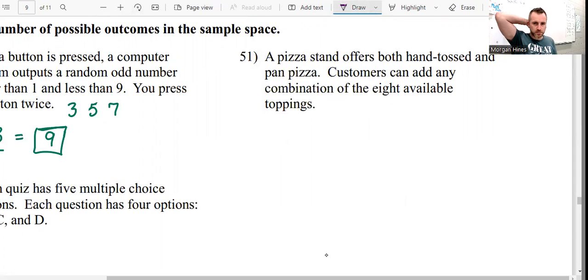A pizza stand offers both hand-tossed and pan pizza. Customers can add any combination of 8 available toppings. Okay, so here's what we want to do. We want to think about all the things. There's a lot of choices being made here. So hand tossed or pan, that would be 2 choices. Now let's think of the other choices as yes or no choices to all 8 toppings.